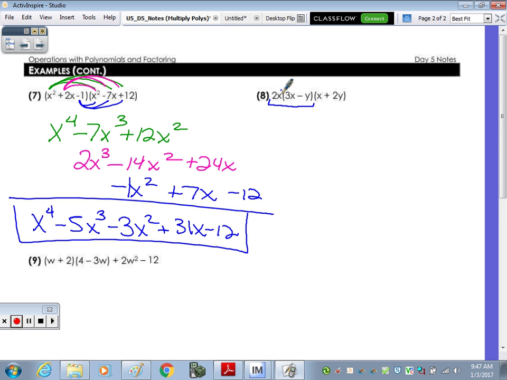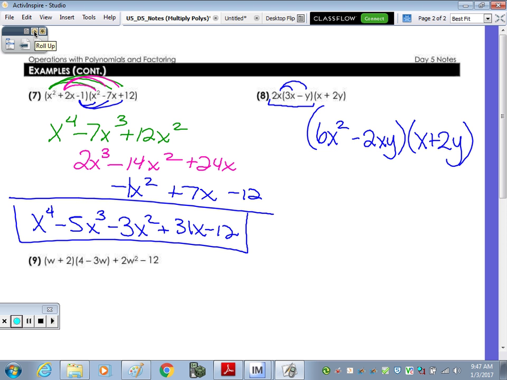So distributing just the 2x through, we get 6x squared. 2 times 3 is 6, x times x squared, minus 2xy. Now we need to take that binomial and multiply it by x plus 2y. Okay, so now distributing, just go nice and slow. 6x squared times x would be 6x cubed. 6x squared times a positive 2y would be 12x squared y.